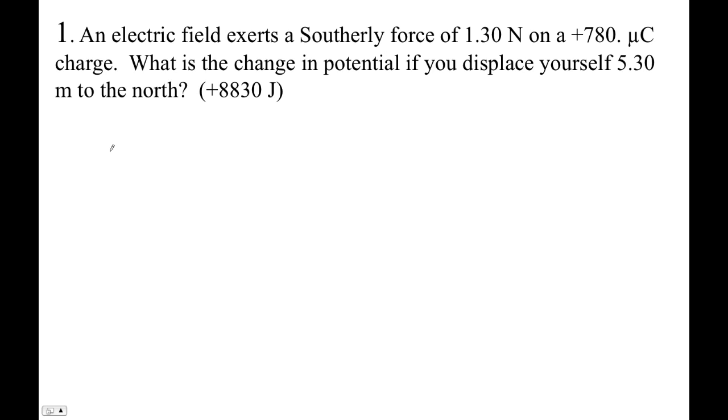This one's going to use the same two formulas. We're going to use E as F over Q, and then electric field is negative change in electrical potential over R, right? Okay, so electric field exerts a southerly force of 1.3 newtons on a 780 microcoulomb charge. So notice we've got the force and the charge, so we're going to figure out our electric field.